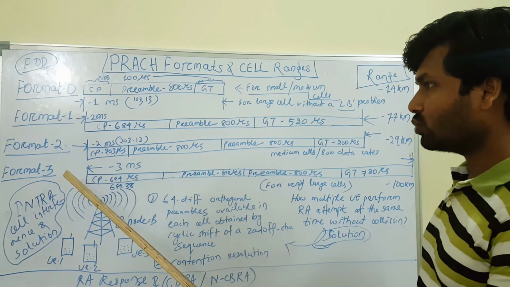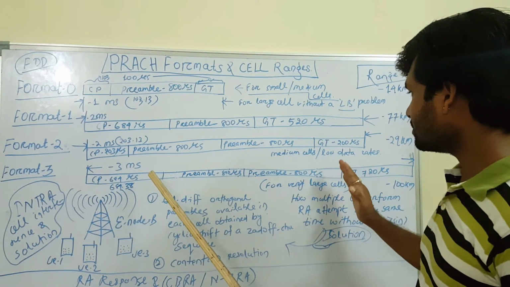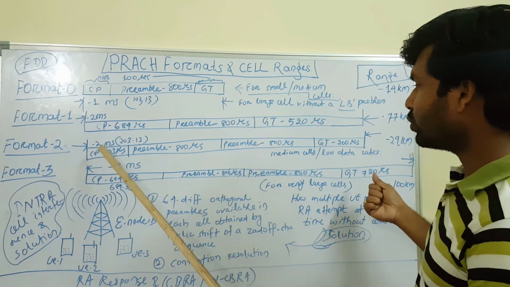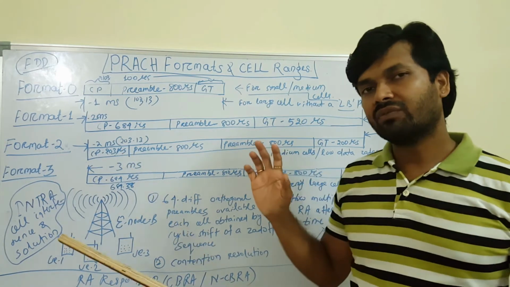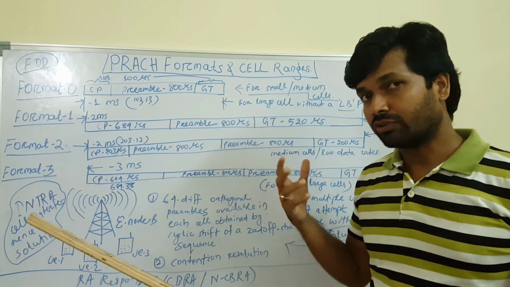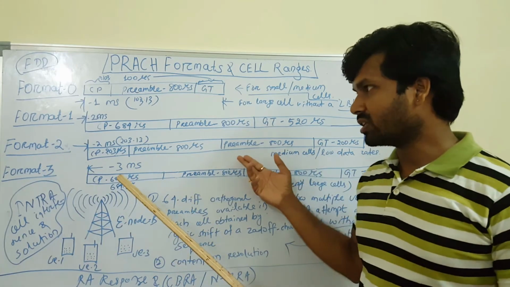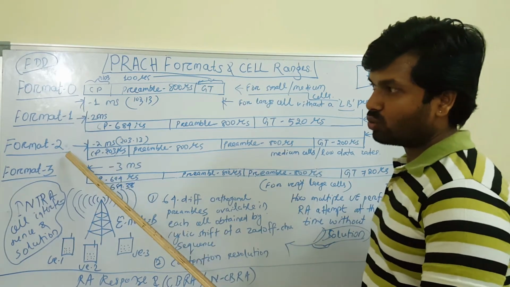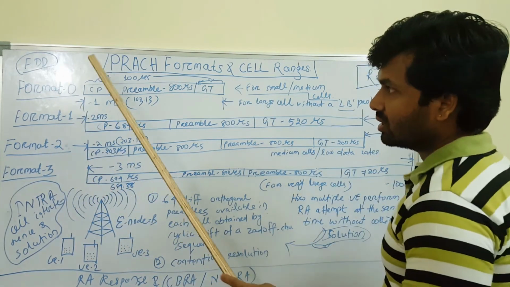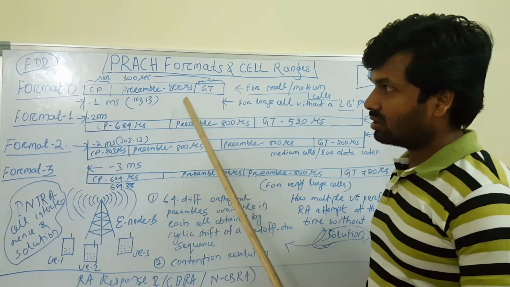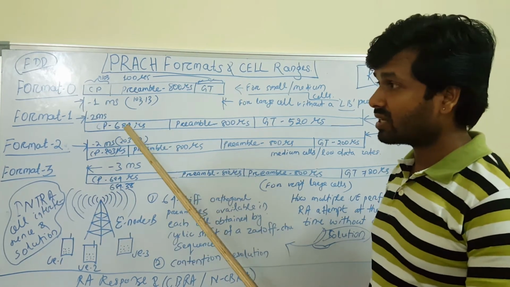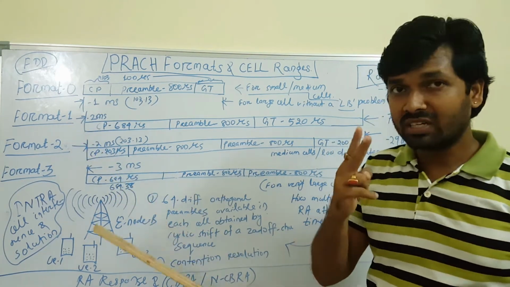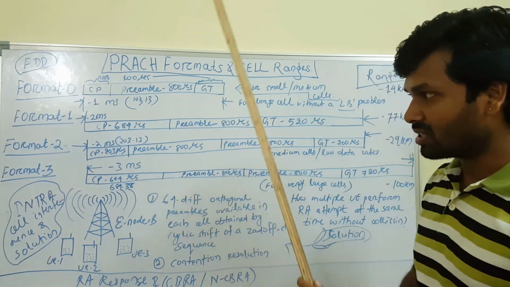And where we use format 3, it is used for very large cells, up to 100 km range. Format 2 is used for medium cells, where we don't need very high data volume, where we need low data rates. So again, I'll summarize: there are four formats, format 0, 1, 2 and 3. Format 0 is 1 millisecond, formats 1 and 2 are 2 milliseconds each, and format 3 is 3 milliseconds.